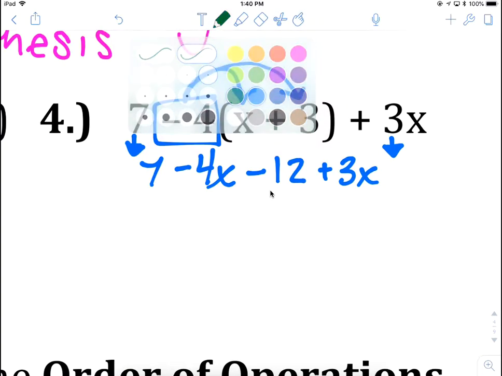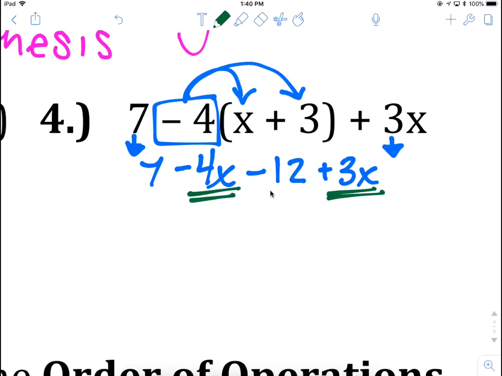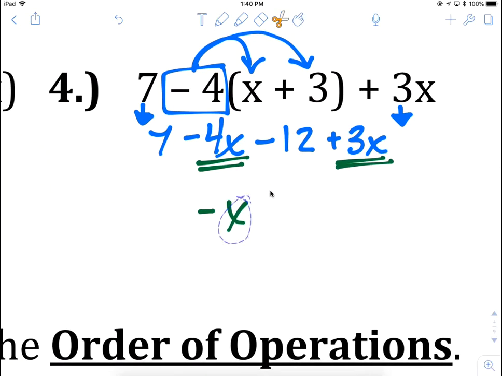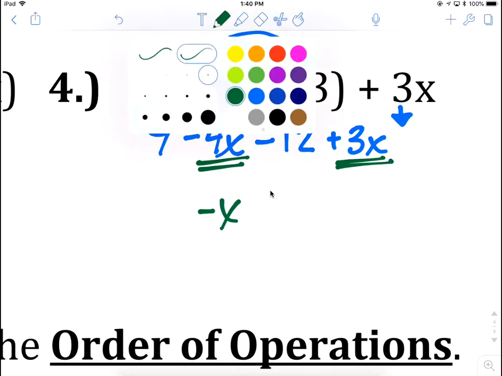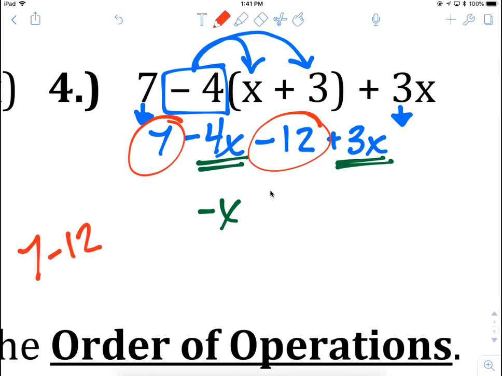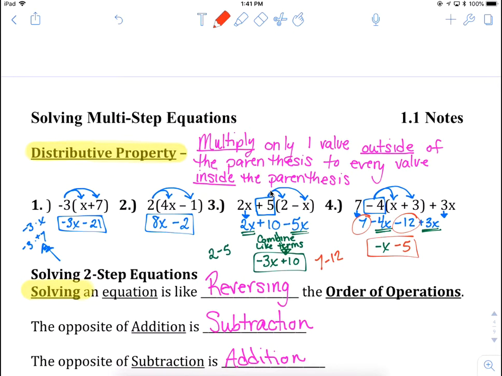So in this problem, we have a few things to combine. We talked about combining our x's, negative 4, positive 3. That makes a negative 1x. Or actually, let's just write negative x. We don't really need that little 1 there. Okay, what else can we combine? Hopefully you noticed that the 7 and the negative 12 are also like terms. They're both just constants. So think about that like 7 minus 12. That would give us a negative 5. So in the long run, this is my final answer. If you missed anything, take a second, go ahead and write that down. We're moving on to solving.